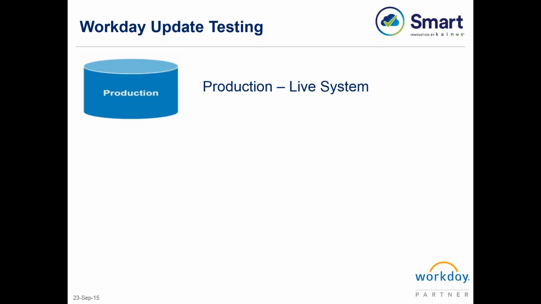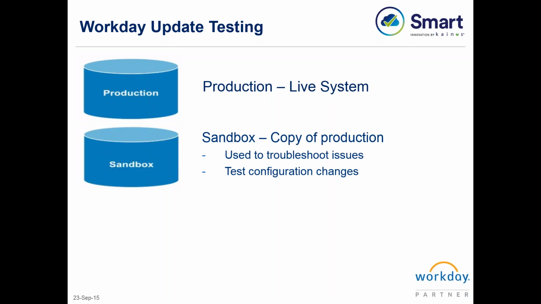So I'm going to start off with just some basics, just to make sure everyone understands where we are and, you know, what actually is a Workday update window. So as you're all aware, anyone that is in production has a production tenant. This is your live system. It contains your live data and is what is used by your workers on a daily basis. We'll also have a sandbox tenant, which is a copy of production, and this is used to troubleshoot issues or to test any configuration changes that you may want to make to your tenant before promoting them to production.